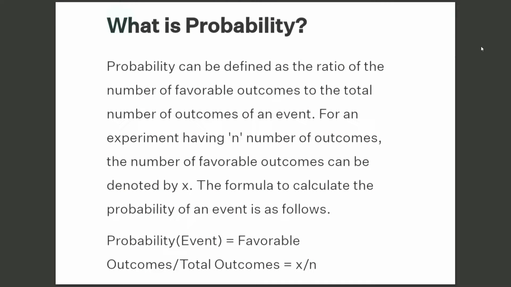Firstly, what is probability? Probability can be defined as the ratio of the number of favorable outcomes to the total number of outcomes of an event. For an experiment having n outcomes, the number of favorable outcomes can be denoted by x. The formula to calculate the probability of an event is as follows: Probability of an event = favorable outcomes / total outcomes = x / n.